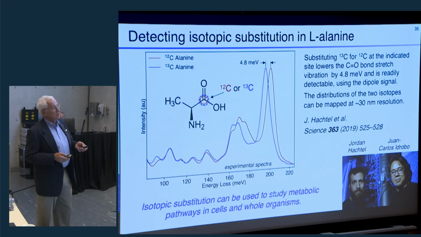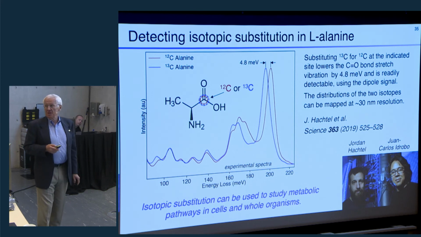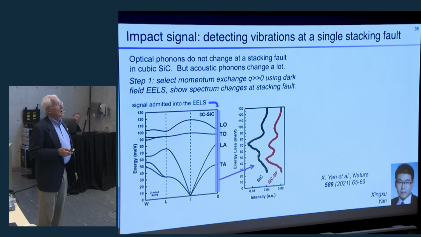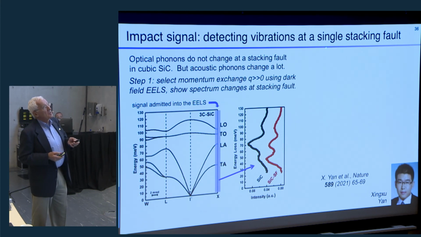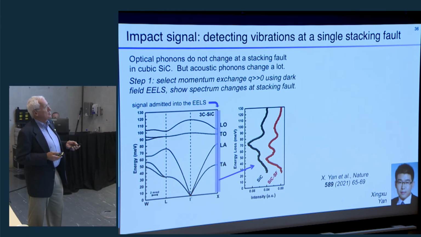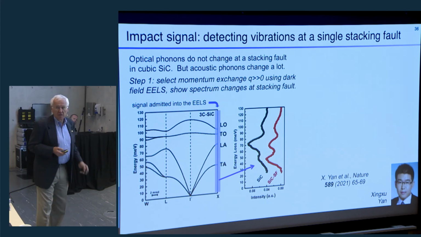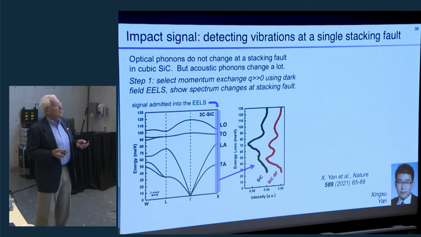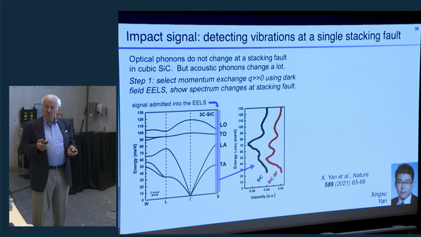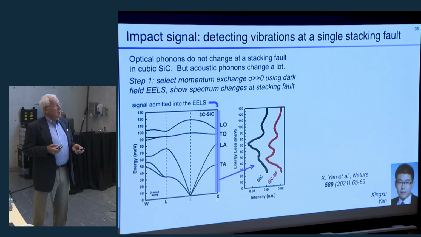So isotopic substitution can be used to study metabolic pathways in cells and whole organisms. And two last examples. We can detect vibrations from a single stacking fault. This is work by Xingshu Yan at the University of California, Irvine, and his collaborators. But here you want good spatial resolution, so you have to look away from the 0,0 point in the diffraction pattern, or gamma point in a Brillouin zone.